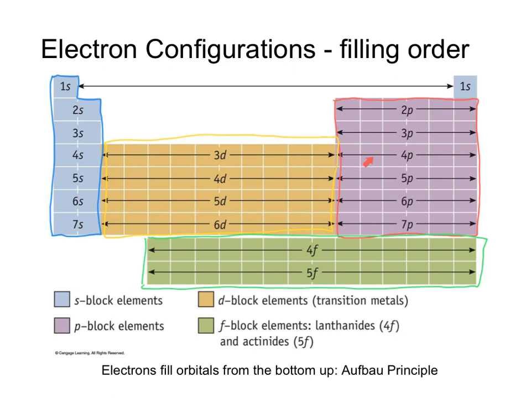After 3D, we go on to 4P, and then so on, 5S and 4D, 5P, 6S. We do have to remember that we have a break right here in the table. At this point right here, we actually move down to our F block. And so after filling 6S, we move down and begin to fill 4F. And then we would come back up to 5D, 6P, 7S, 5F, and then finally 6D and 7P.